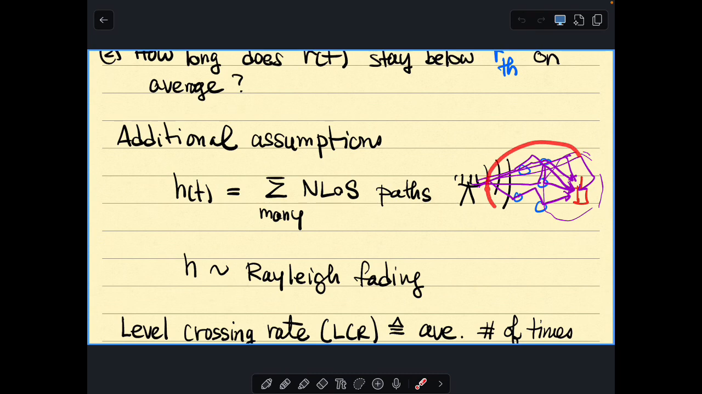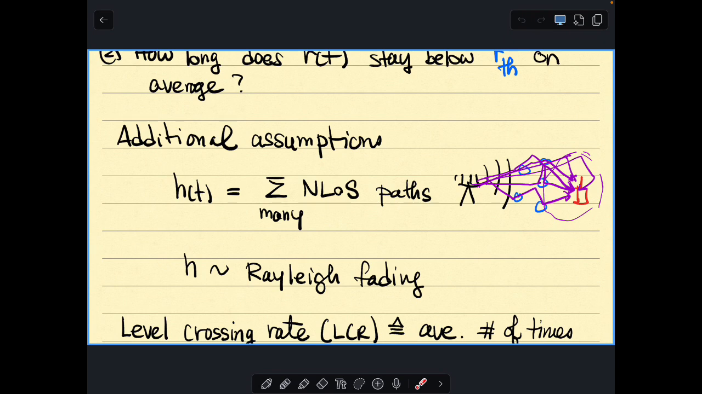First, the channel will look something like this. You see that there's a transmitter and a receiver, and there are a lot of objects in between. So you see that there are a lot of paths going from the transmitter to the receiver. So H is the sum of many paths. All of these are what we call non-line of sight paths. What is non-line of sight, NLOS? Line of sight means this: I'm looking at you, it's a direct path. Non-line of sight means it's not direct. It's going tangent, going somewhere else first.